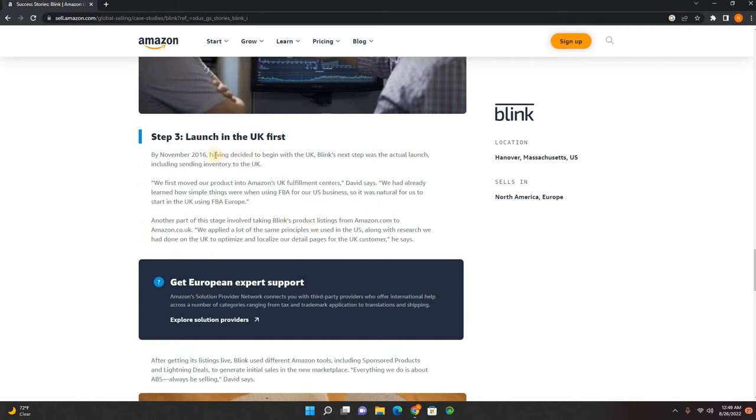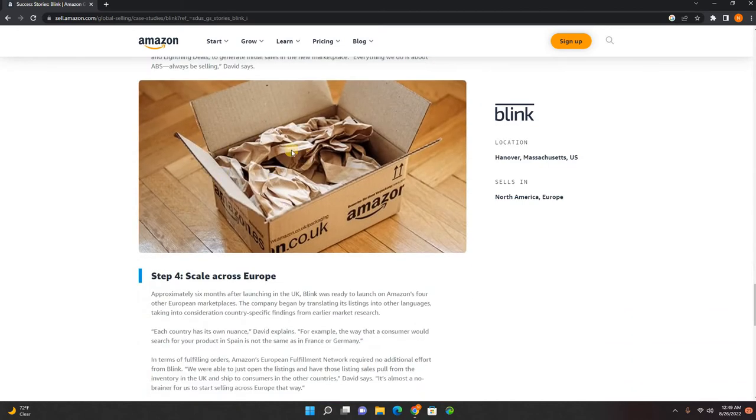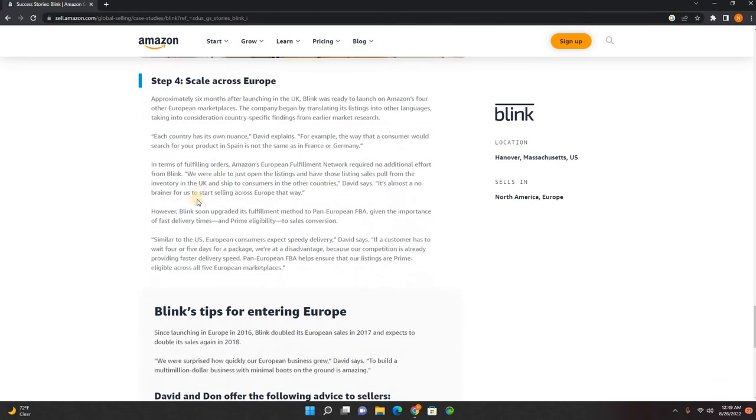Step number 3. Launch in the UK first. With packing, you have to be careful. If you're doing Amazon FBM, you have to pack very carefully and very nicely. Step number 4.